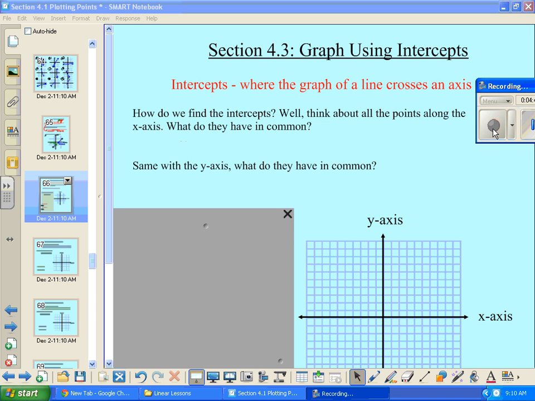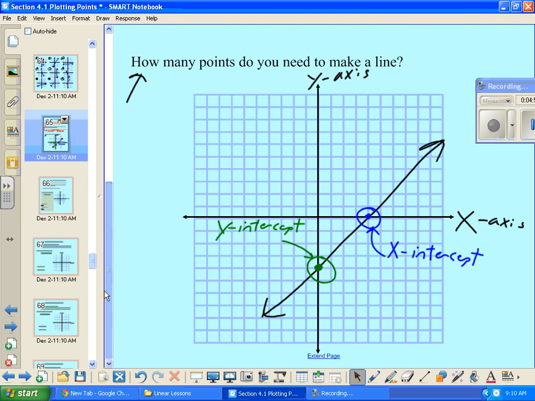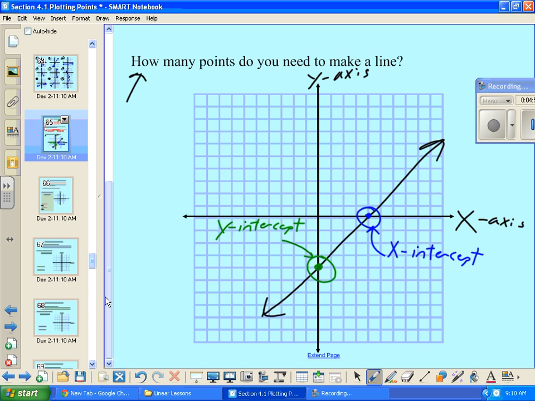If you're taking notes along with this lesson, at the top there I have something to write down, intercepts, as I've been talking about on the first page. Those are where the graph of a line crosses an axis. And again, going back to that previous page for just 1 second, just making sure we understand that. Here's the x-intercept, this point, because it is where the line crosses the x-axis.